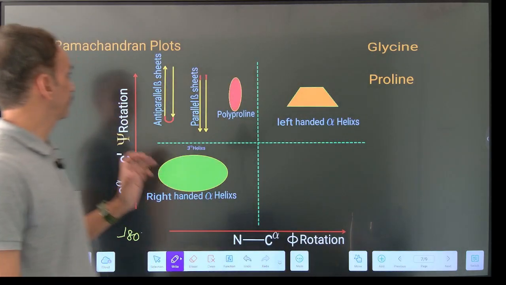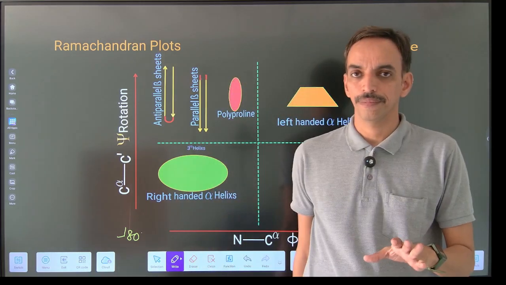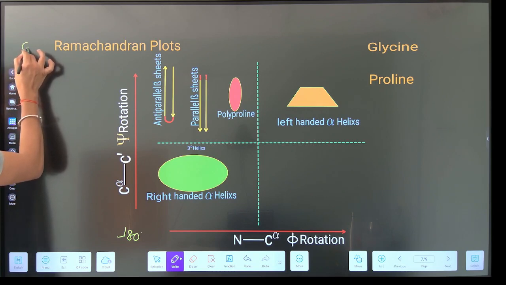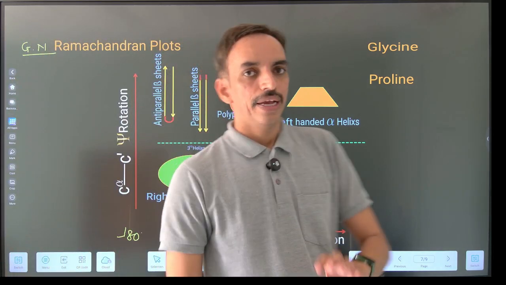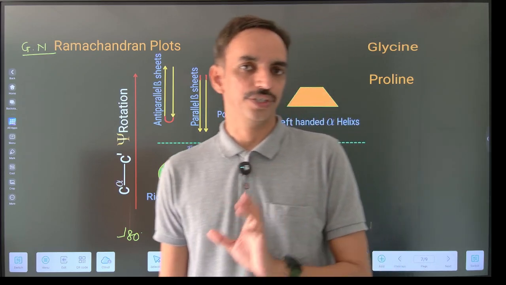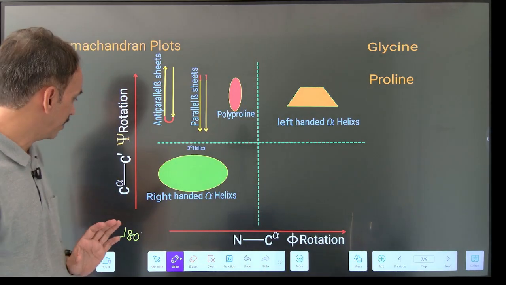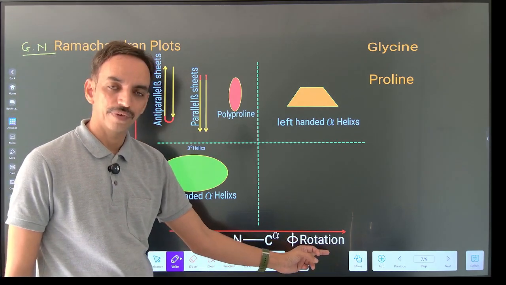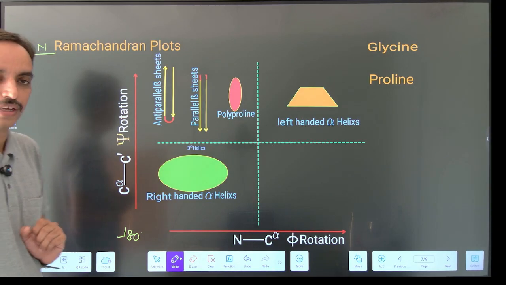Now if we talk about the Ramachandran plot, this is the most important part of this lecture. These plots were firstly discovered by scientist G. N. Ramachandran. That's why they are also known as Ramachandran plots. अपने इनिशियली बात की थी कि जो पेप्टाइड बॉन्ड है that does not allow the rotation due to the partial double bond character, but the rotation is possible around the N and C alpha carbon. That rotation is called the phi rotation, and the rotation is possible around the C alpha and C prime carbon. That rotation is called the psi rotation.